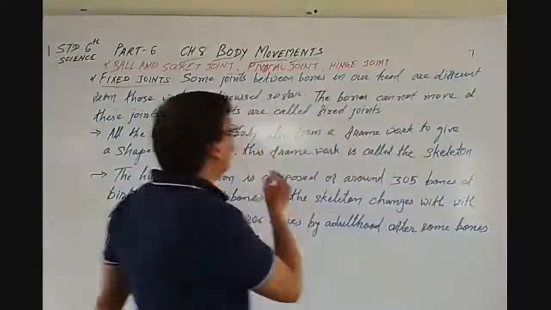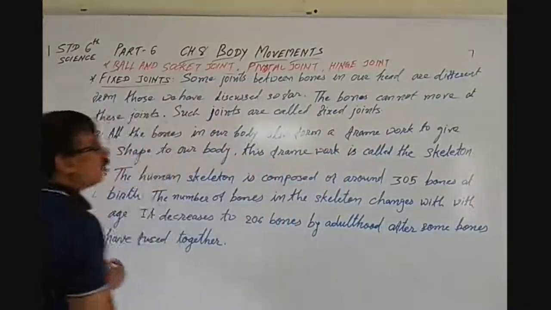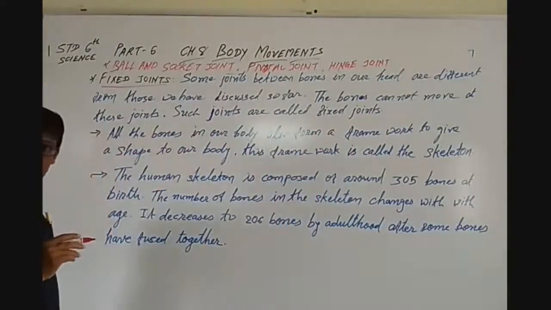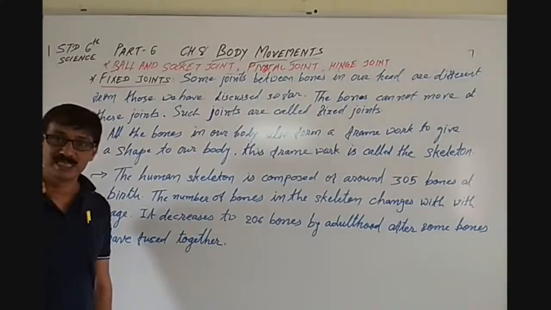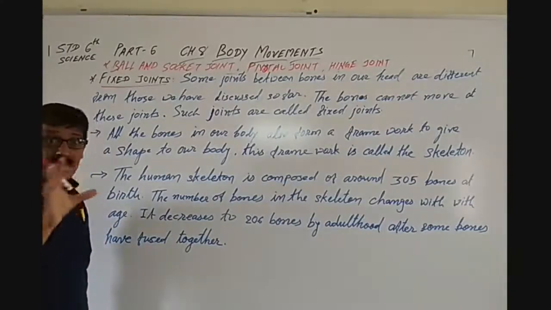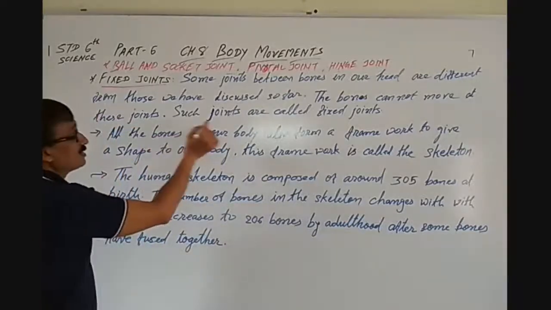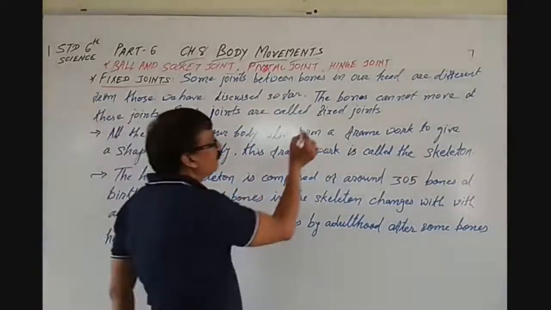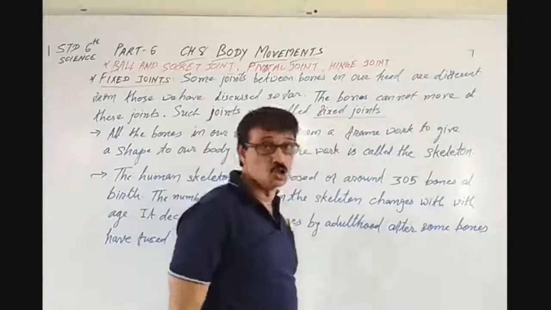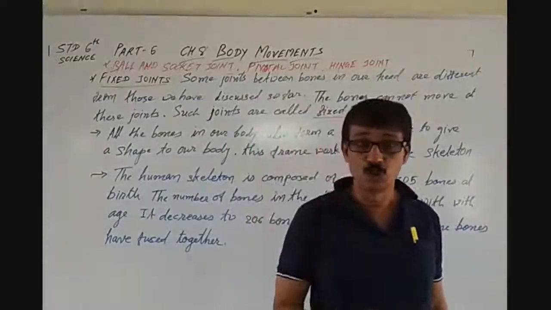The bones cannot move at these joints. There are some joints where the bones cannot move. Such joints are called fixed joints.